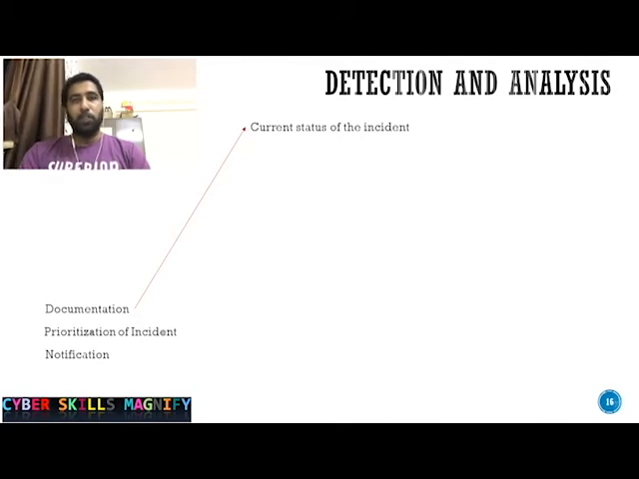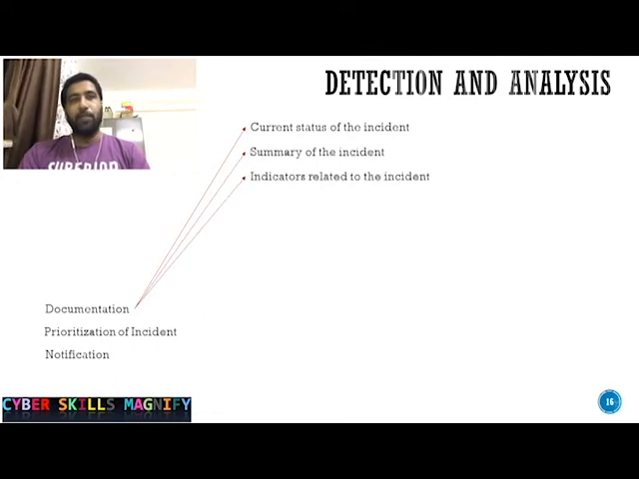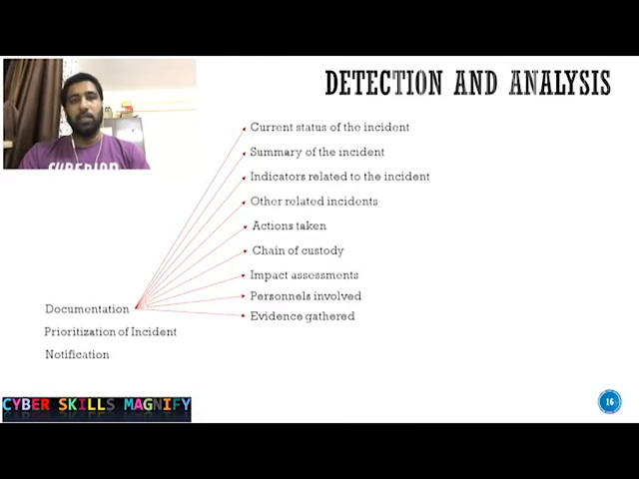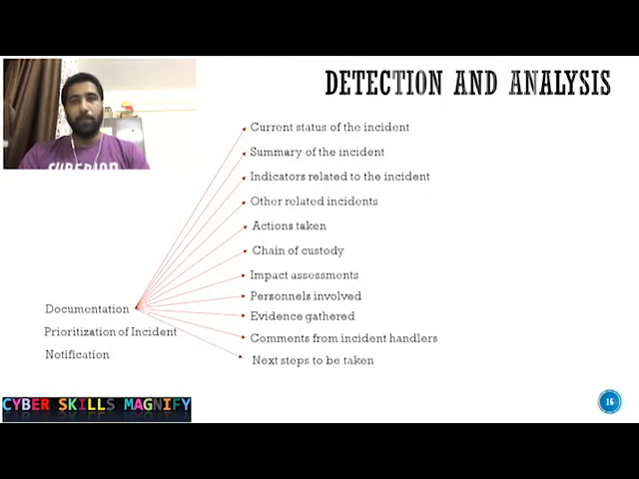The incident response team should maintain records about the status of incidents along with other pertinent information like the current status of the incident, a summary of the incident, indicators related to the incident, other incidents related to this incident, actions taken by all incident handlers on this incident, chain of custody if applicable, incident assessments related to the incident, and contact information of others involved. This would include system owners and system administrators. A list of evidence gathered during the incident investigation. Comments from the incident handlers and next steps to be taken, that is, rebuild the hosts and upgrade an application.